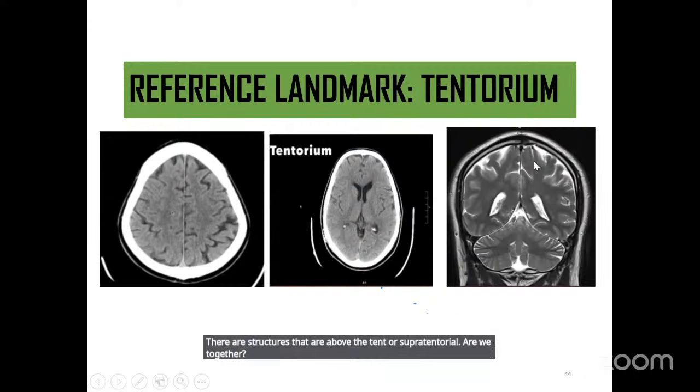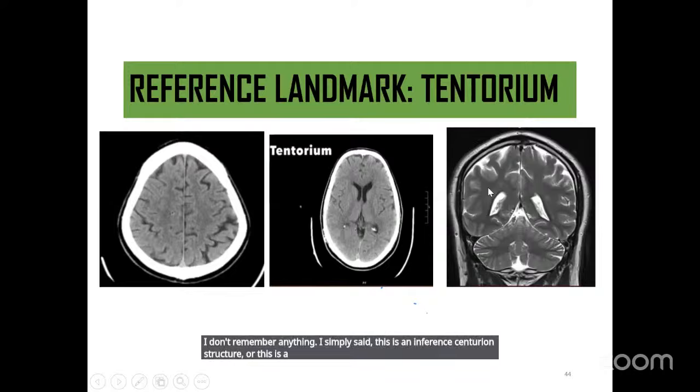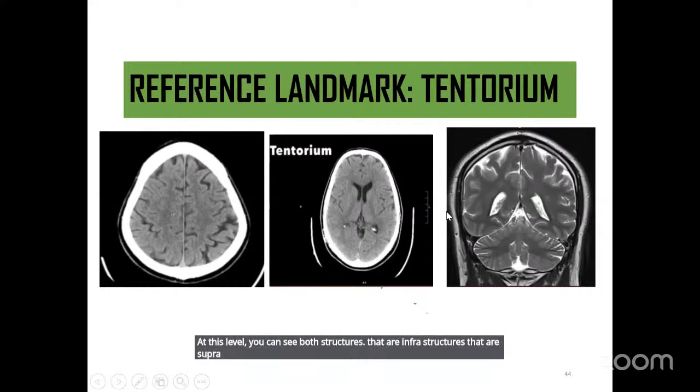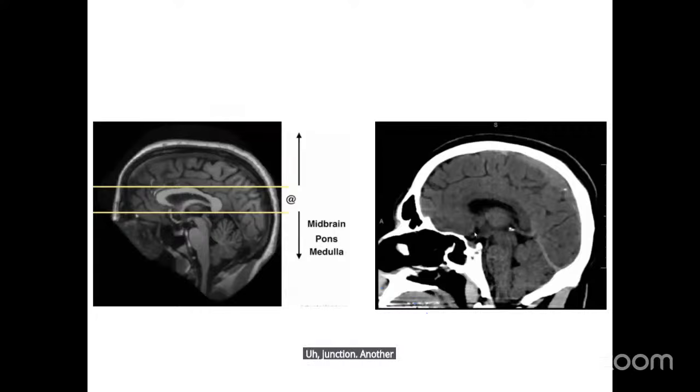Are we together? So if you cannot divide, you cannot recall anything. Just like I asked you, please, this structure, what are you seeing? You can simply say this is an infratentorial structure, or this is a supratentorial structure. However, there are structures here that are at the junction. This junction, we call the tentorial hiatus. Here at this level, you can see both infra and supra structures. Are we together? The tentorial hiatus junction. Another very important landmark that you can use is what? The use of the corpus callosum.